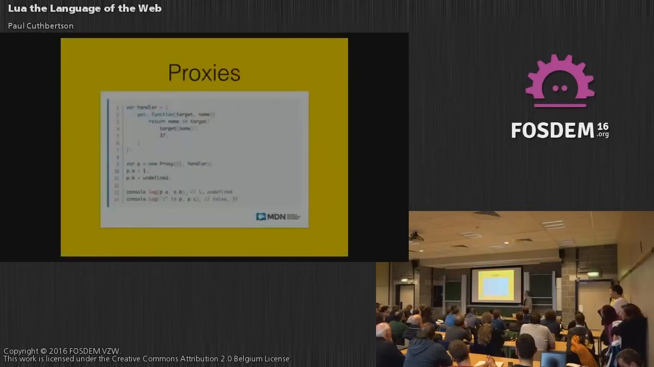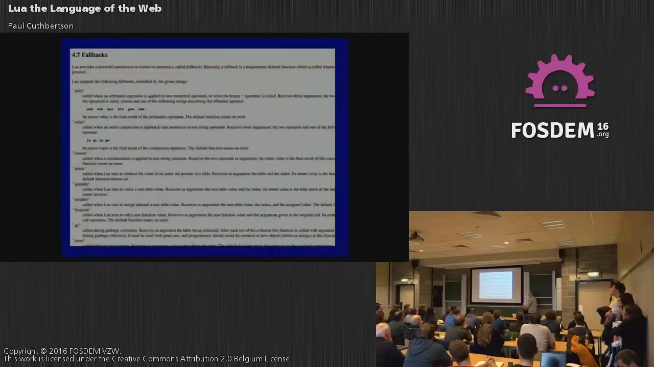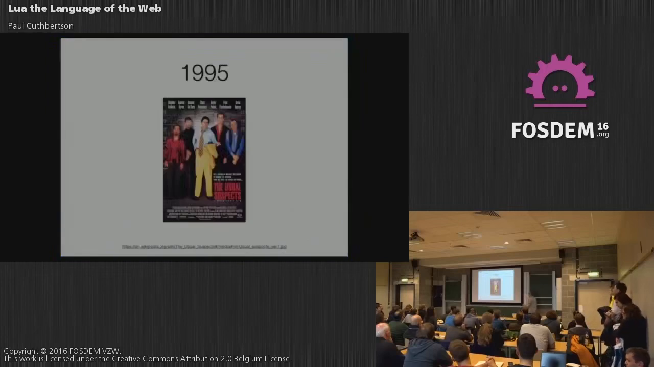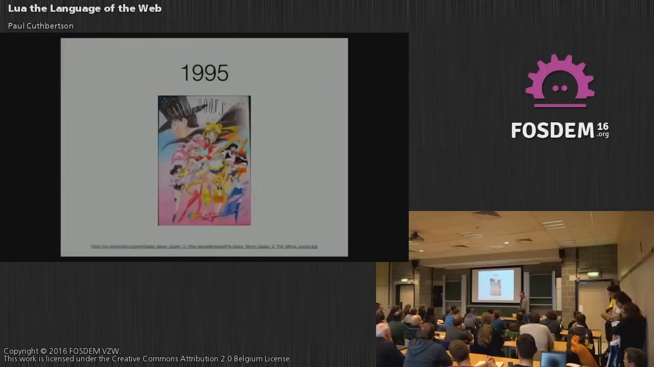Other features are proxies, where you can define an object with certain properties and handler functions, then apply that object to another and hook into the events on that object, very much like metatables, or fallbacks, as they were called when they were first introduced in 2.1. That was back in 1995, when we had the usual suspects on the screens, Toy Story, and of course, Sailor Moon Super S, the movie.